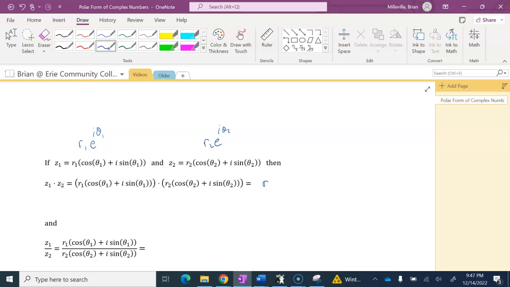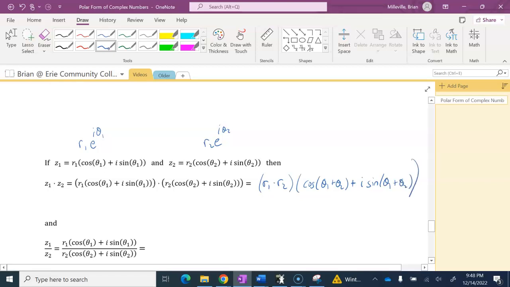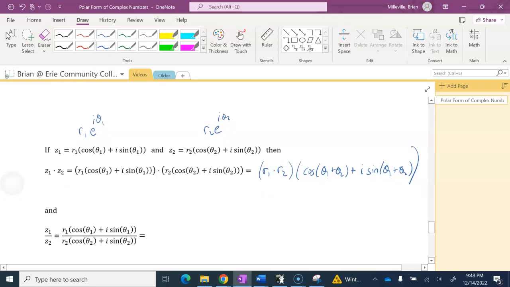That's going to tell us, if we're going to do it in the polar form where we're using cosine and sine, we're still going to multiply the lengths to get R1 times R2, but then we would have that times cosine of theta 1 plus theta 2 inside the cosine, plus i sine of theta 1 plus theta 2 inside the sine. So that would be a way to write that in terms of cosine and sine.